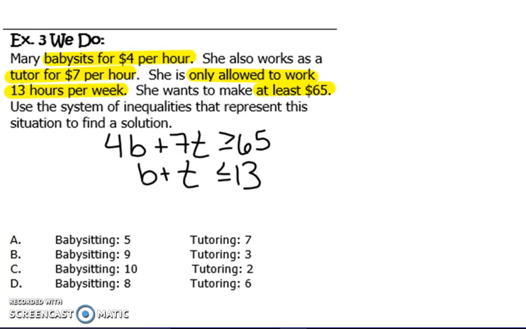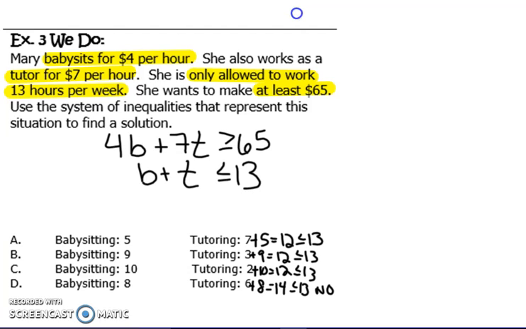Again, I'm going to start with my second equation. It's just the easier of the two. So I'm going to start with 7 plus 5, which gives me 12. Well, that's less than 13, so that works. If I look at 3 plus 9, that's also equal to 12, so that still works. 2 plus 10 gives me 12, so that also works. And the last one, 6 plus 8, gives me 14. Well, 14 is not less than 13, so I can already cross off answer choice D.